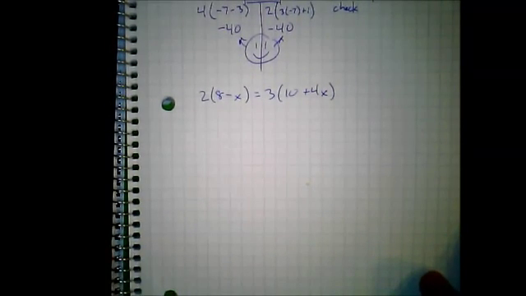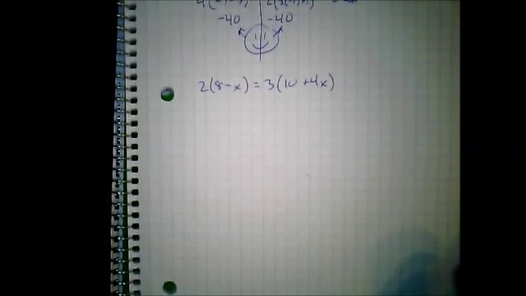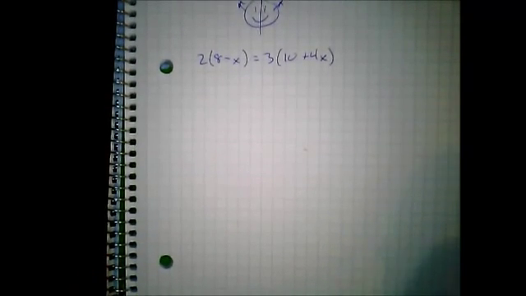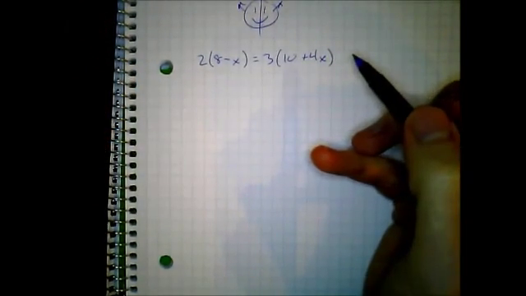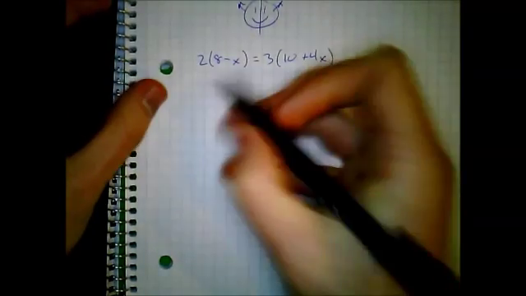So we have 2 times the group, or 2 times the quantity 8 minus x equals 3 times the quantity 10 plus 4x. Okay, so we notice there's multiplication to do. We have to distribute first before we do anything else. If you notice there's distribution to do, you better do it first, just like the order of operations.